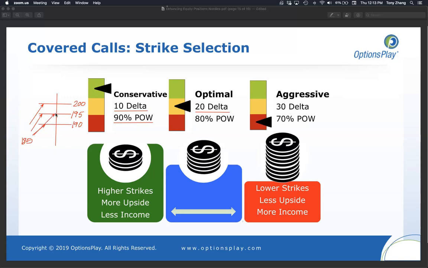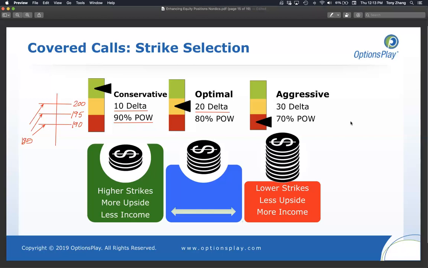The optimals are somewhere in between, and the aggressive ones require your stock to rally just a little bit before the stock is called away. So the question is, which ones do you generally want to choose when you're selling covered calls? In our research, we did backtesting on this strategy as well.